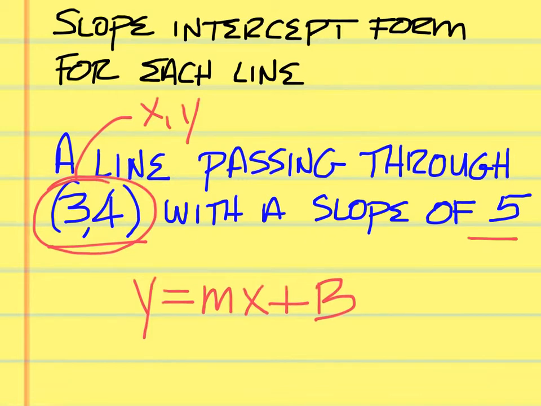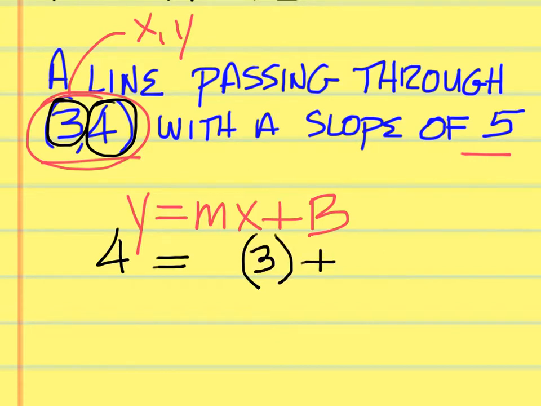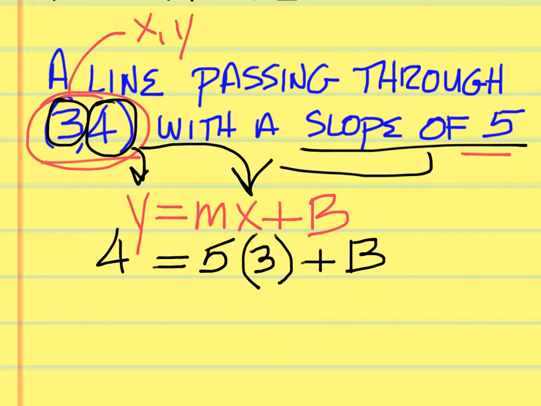So if it's in xy form, you can use the 3 and the 4 in the equation. 4 is y, and x is 3. We don't know what b is, but we do know the slope is 5. So we plugged in the point here and here, and we plugged in the slope there. Once you plug in those items, you can solve for b. So 4 equals 15 plus b.